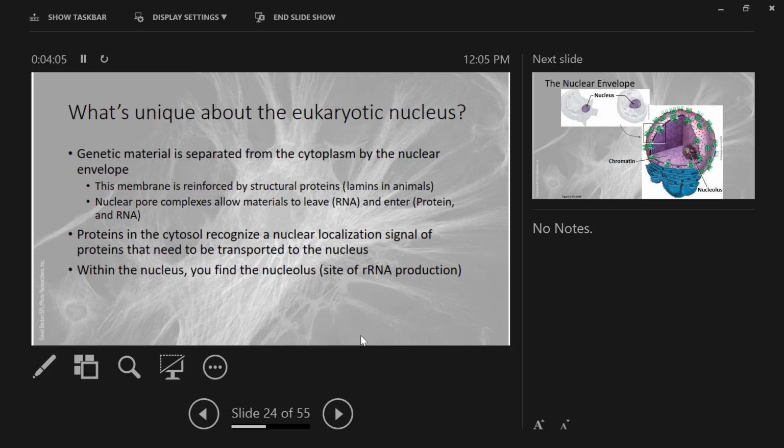Within the nucleus, you find what's called the nucleolus, and this is a really dense section of the nucleus where you have an enormous amount of ribosomal RNA being produced. And we'll talk a lot more about that in a couple of weeks. But this is a major component of ribosomes. Okay, another one of our organelles.